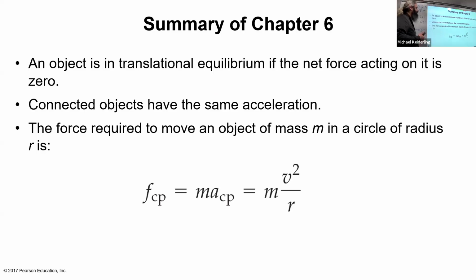The force required to move an object of mass m in a circle of radius r is mv squared over r.